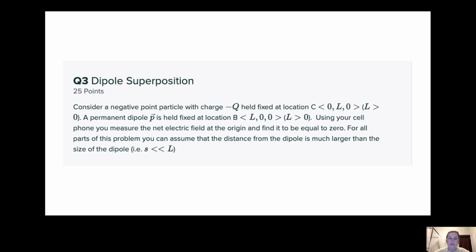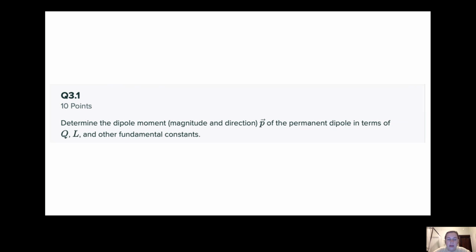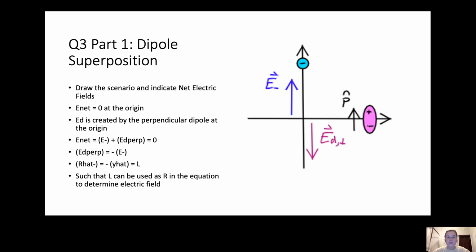than the size of the dipole, i.e. s is less than L. The first part of the question is to determine the dipole moment, magnitude and direction, of the permanent dipole in terms of q, L, and other fundamental constants. So first, I drew out the scenario and indicated the net electric fields at the origin.